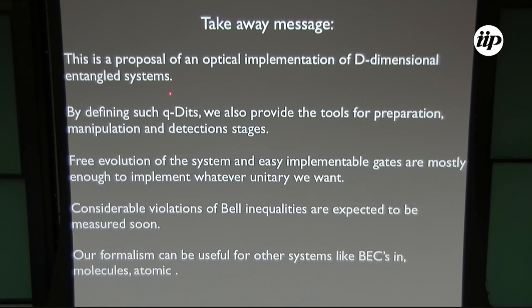This is a proposal of an optical implementation of d-dimensional entangled systems. Basically, what I'm going to introduce is another degree of freedom of photons, which can be used to encode qubits. With this definition, I am going to give you the recipe to manipulate and measure and do all the things you would like to do in a quantum information task in general. It has some advantages because the free evolution of the system implements the gates naturally, and you can implement a lot of interesting gates that you would like to do in a d-dimensional system.